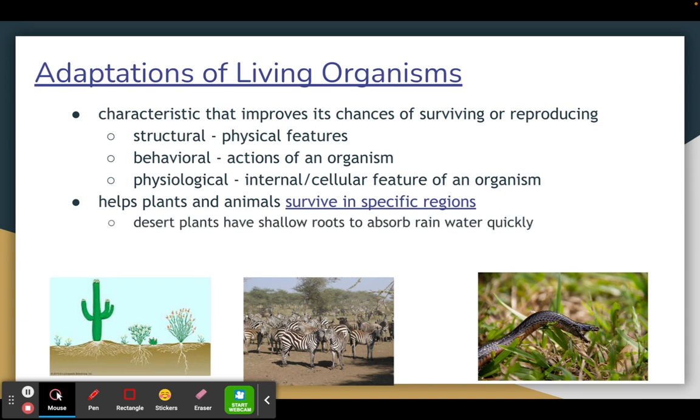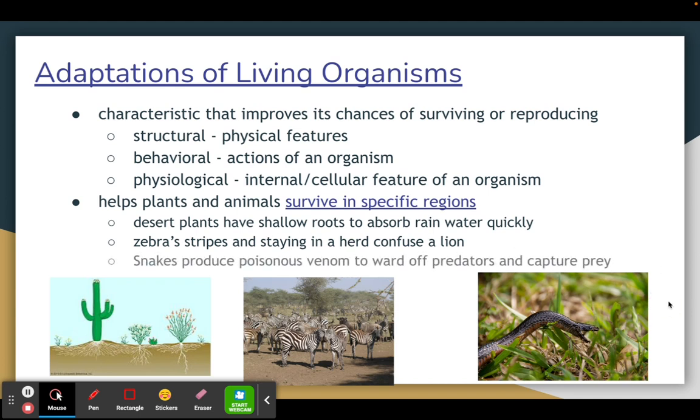So, like I mentioned about the desert plants having shallow roots and the zebra stripes helping, staying in a herd to confuse a lion. The stripes are going to be structural once again, and the behavior of staying in a herd is going to be a behavioral adaptation. And then that snake producing the venomous liquid inside of their cells. Those are just kind of specific examples of those different types of adaptations, and we'll practice some more with that in class.